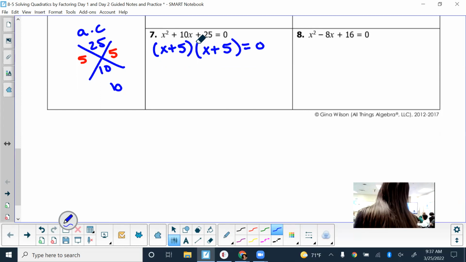So then, after step 2, what does step 3 say?